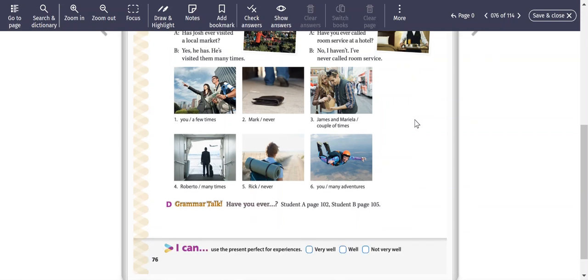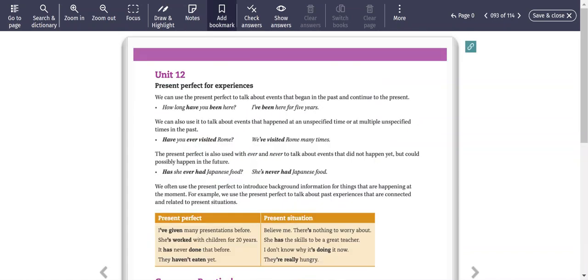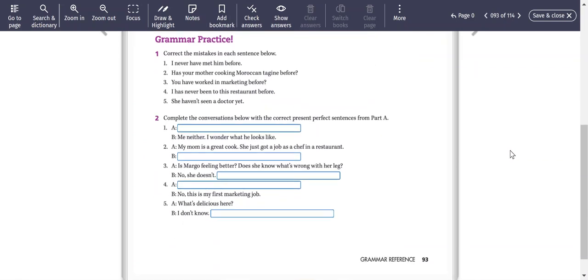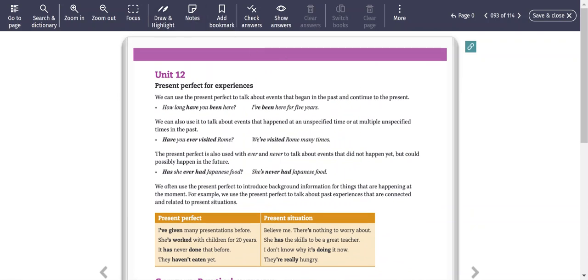Then look at the pictures 1, 2, 3, 4, 5, 6 and prepare asking questions and giving the answer. We will practice in class. Please also practice studying grammar points for Unit 12 on page 93 and do the exercises 1 and 2. Then prepare the grammar talk, page 102, student A, and page 105, student B. You will practice again in class.